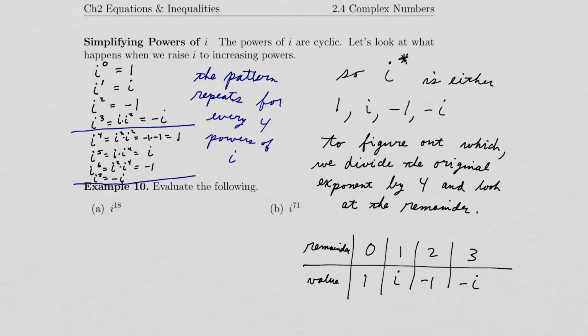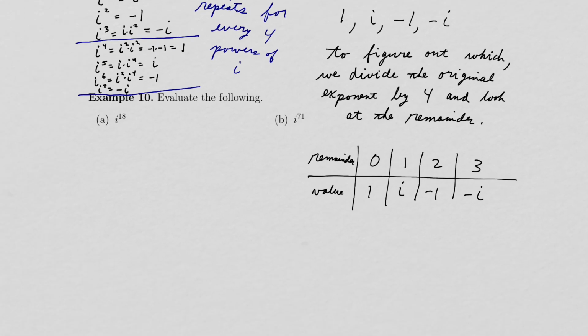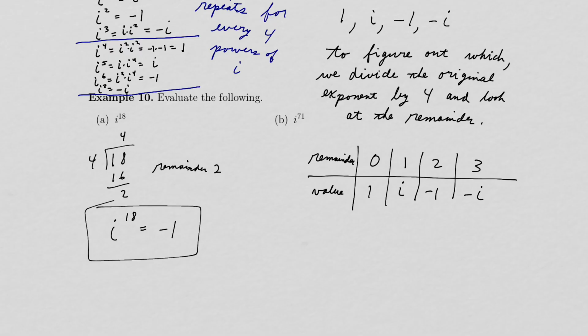So for instance, let's do a couple of problems here. If I have i to the 18th, all I have to do is take the original exponent, 18, and divide by 4. I'm going to get 4, this is 16, remainder 2. So what does that mean? If I look at my table now, if the remainder is 2, my value is going to be -1. So that tells me that i to the 18th is equal to -1, and I'm done. I just have to look at the remainder.